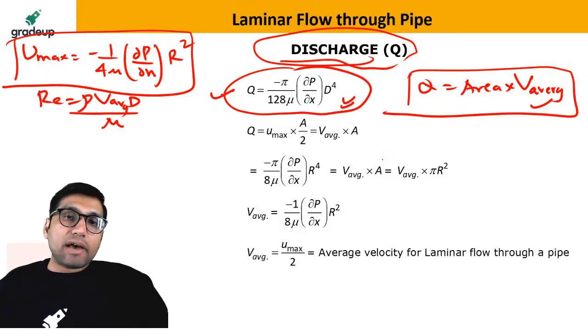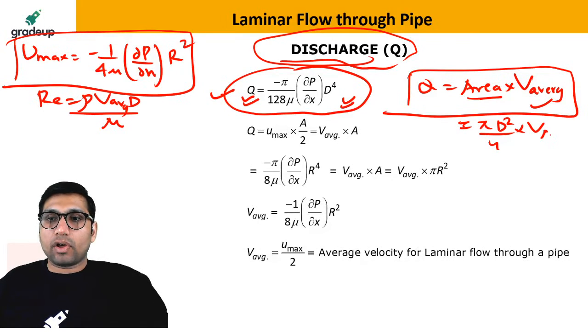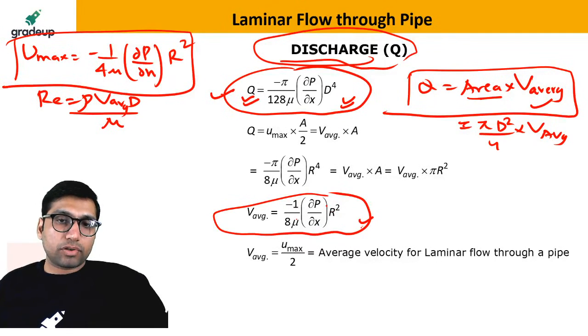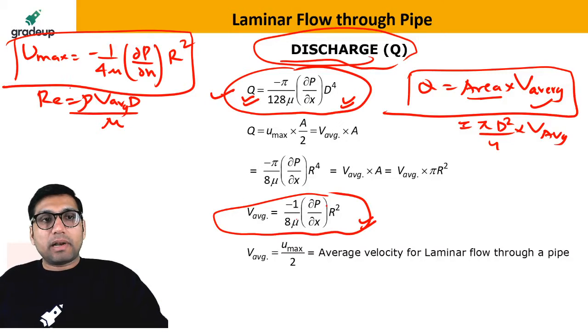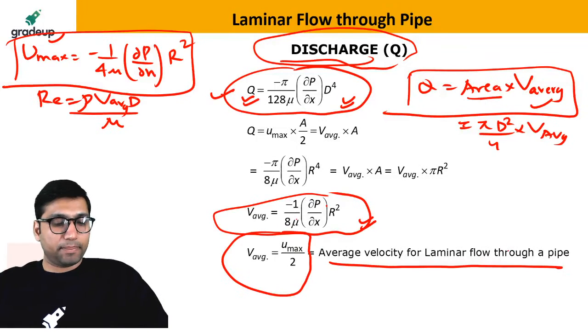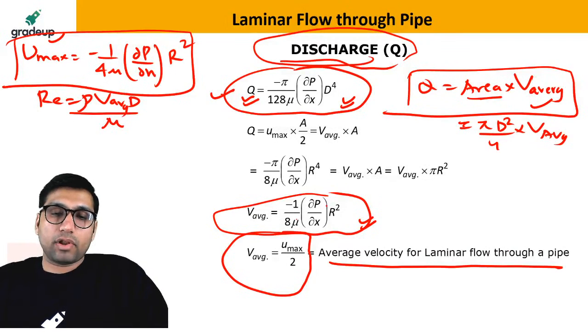For finding the average velocity, we have to equate this total discharge to this formula. It is equal to pi into d square by 4 into the average velocity. If you equate it, you will be getting the average velocity is equal to minus 1 by 8 mu del P by del X of R square. This is the average velocity you will be getting. Now there is a relation between the average and maximum velocity: average velocity is equal to half of the maximum velocity for the laminar flow through pipe. For laminar flow through pipe, the average velocity is equal to half of the maximum velocity.